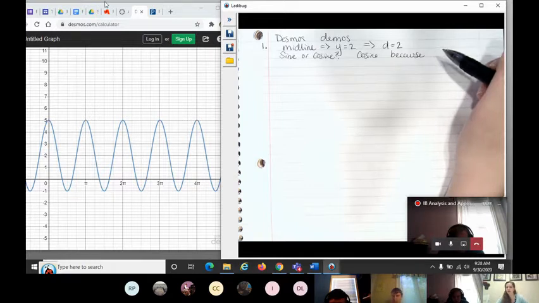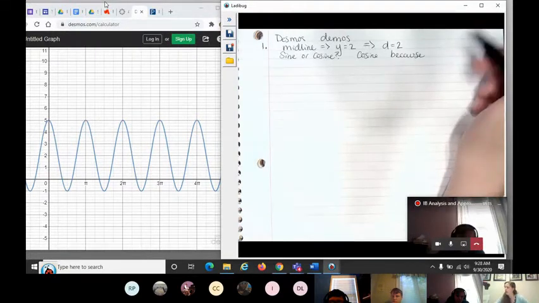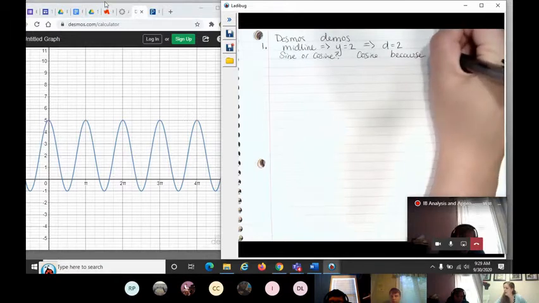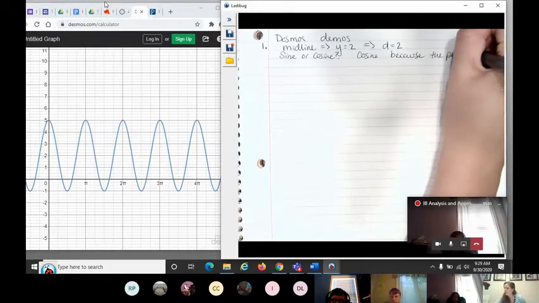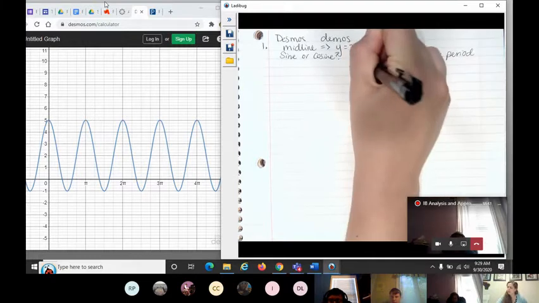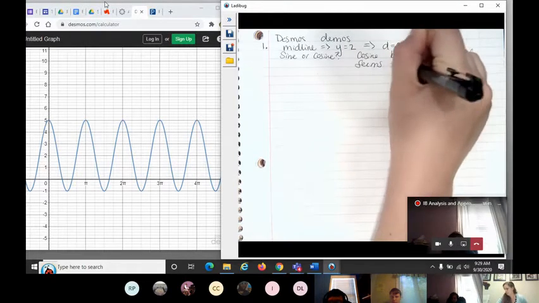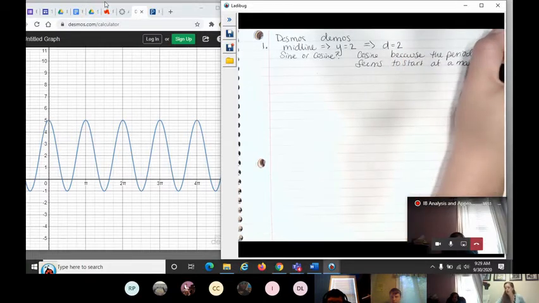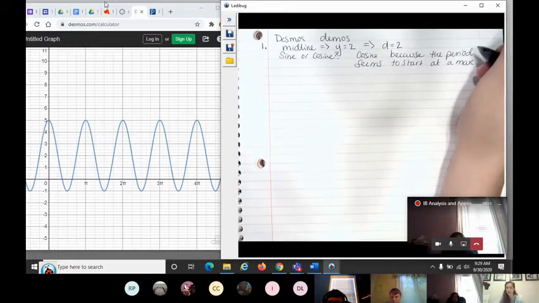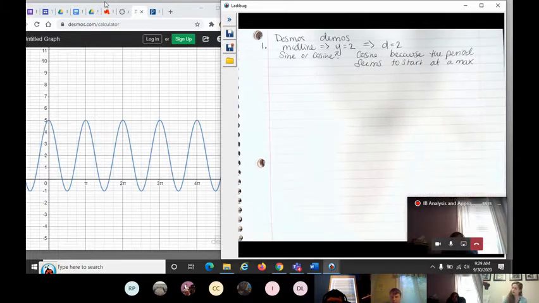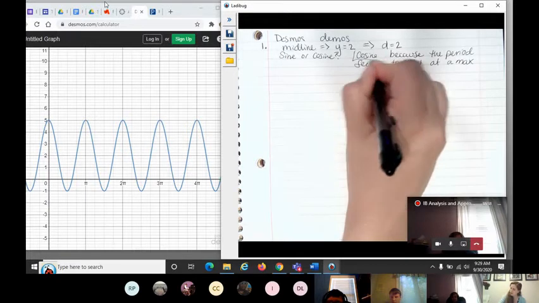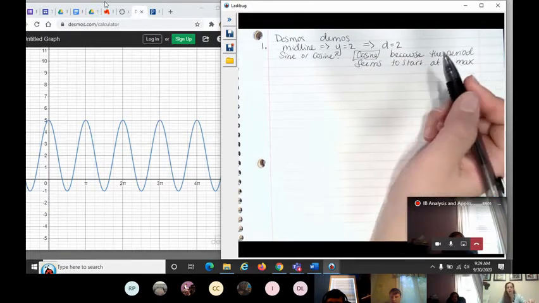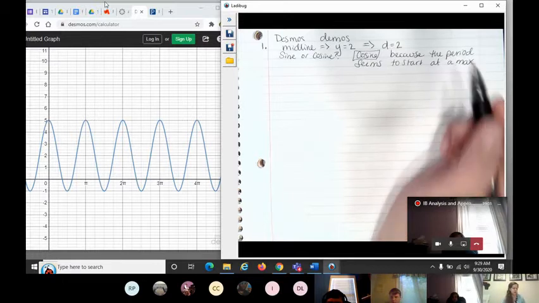Where does the period start on a cosine function? Does it start at a max or a min? It starts at the max. Yeah, so because the period seems to start at a max, and we know that cosine functions start at a max, we're going to say that this is a cosine function, okay? We've got our D value, all right? And then Avanish, can you tell me something else we could find here?